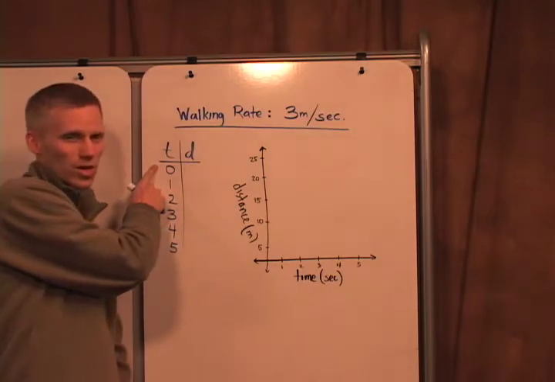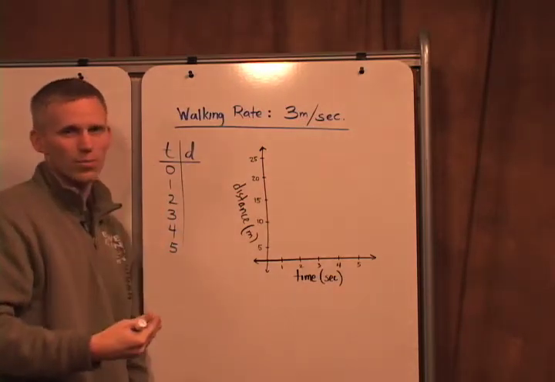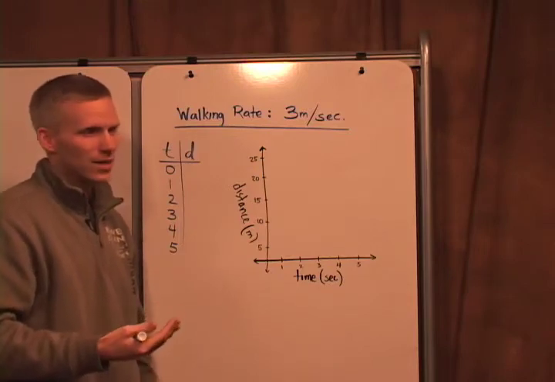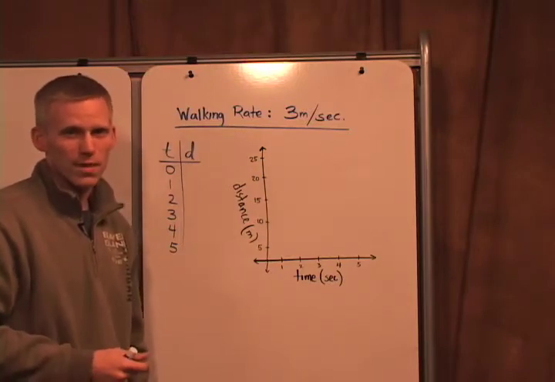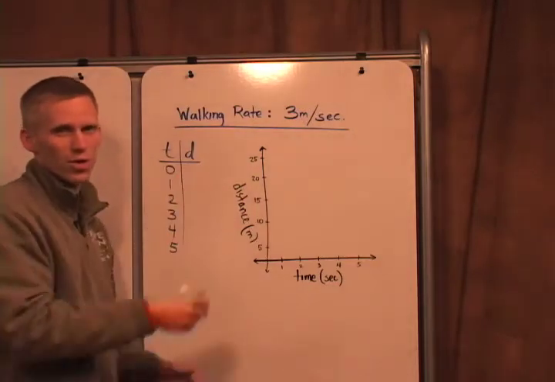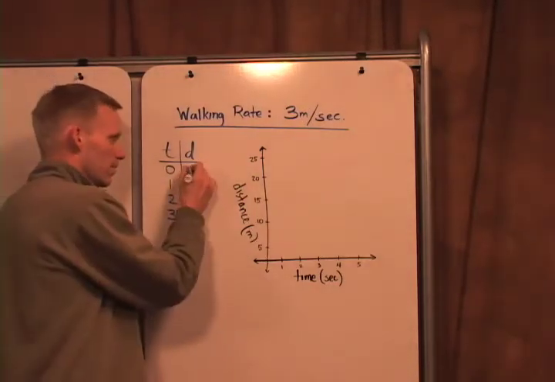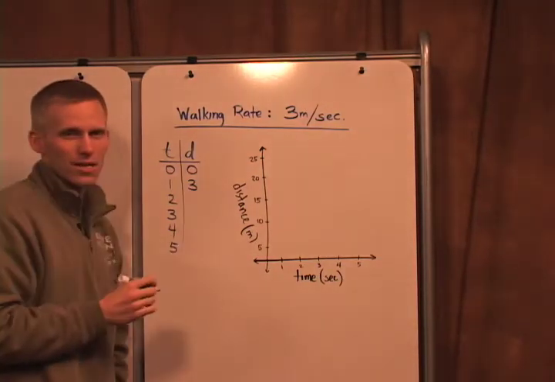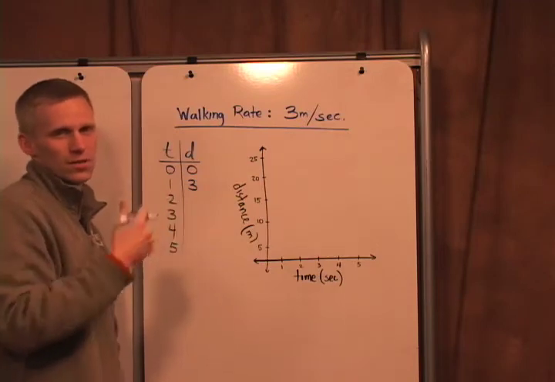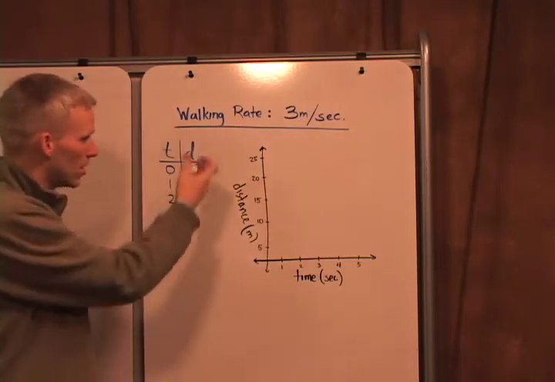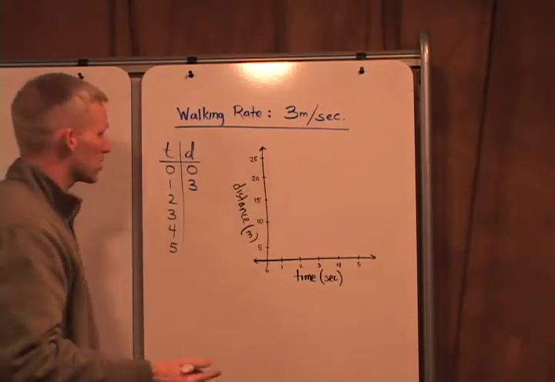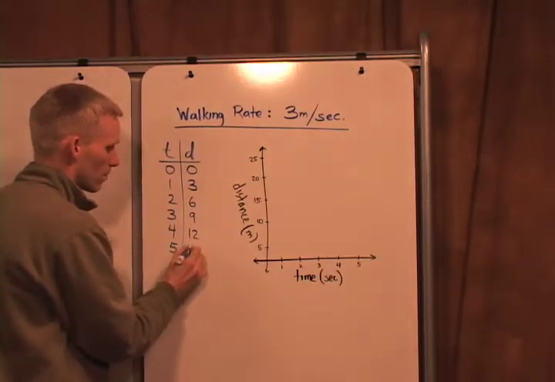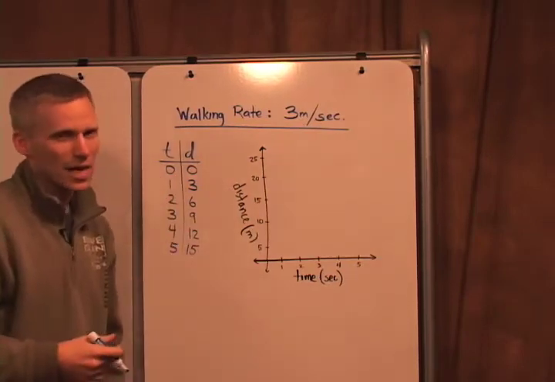In this table, we start with time 0. Time 0 is the starting point. If this person's walking 3 meters per second, well, a second needs to go by for them to move 3 meters. So at time 0, they're still going to be at distance 0. But after 1 second, they're going to have traveled 3 meters. And each continuous second, we're going to have another 3 meters. So let me fill this in by adding 3 each time. All right, now we have a table of values.